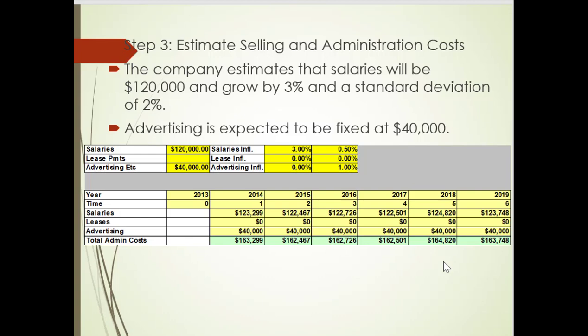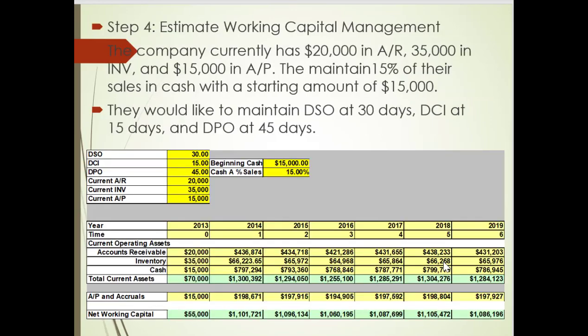Again, here we have the total administrative costs, roughly in that 160,000 odd dollar range per year. And again, these are just predictions, right? So now we have what? We have the sales, we have the cost of goods sold. Now we have our selling administrative expenses.